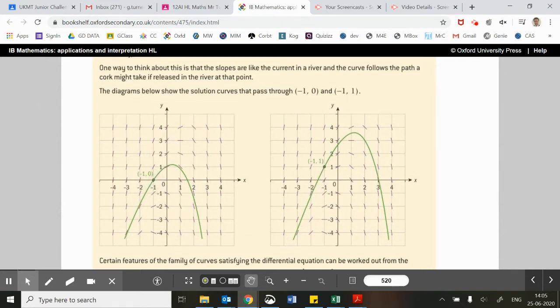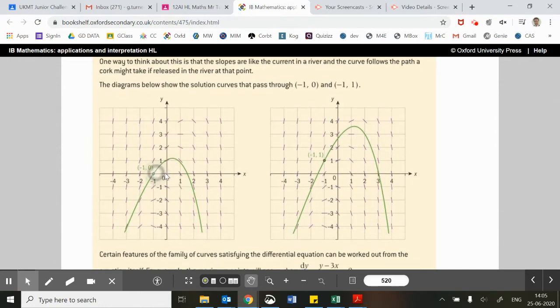So the best that we can do now is actually just follow the other gradient lines as best as we can. And that is all we can do here. And that's what you'll be expected to do. You'll need to make sketches for curves when they give you a particular point. Now, this is a little bit rough.